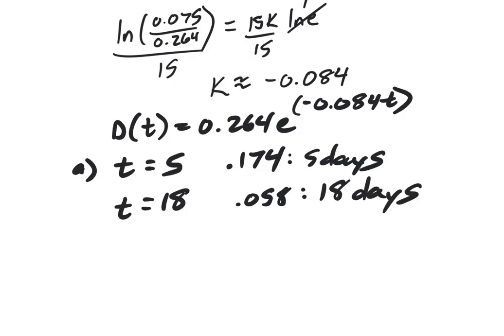So 5 days later, it's 0.174, and 18 days later, it's 0.058. So that would be a kind of shortcut, maybe. Or you could just plug in if you wanted to. That wouldn't be that big a deal either.